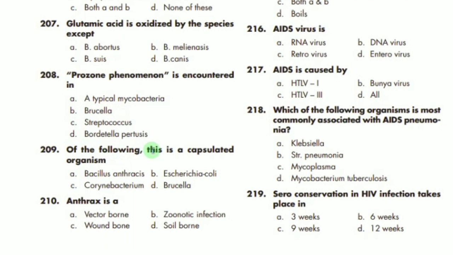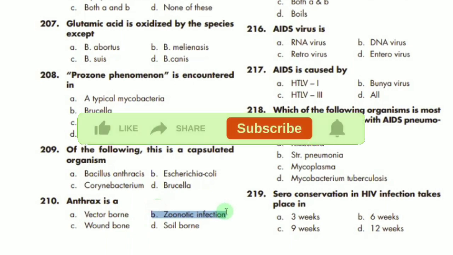The following are capsulated organisms, but only one is a non-capsulated organism, and the correct option is Escherichia. Anthrax is what? Anthrax is actually a zoonotic infection. B. So this is all about these 30 MCQs.